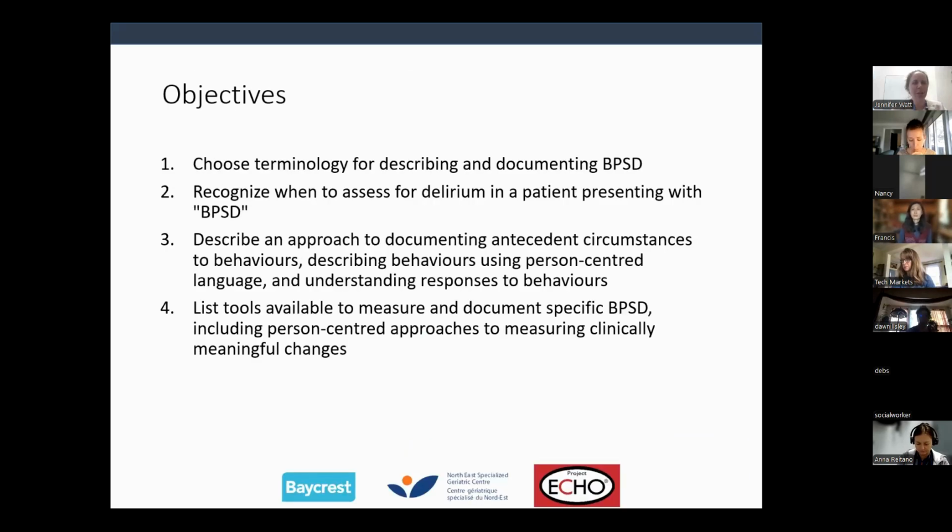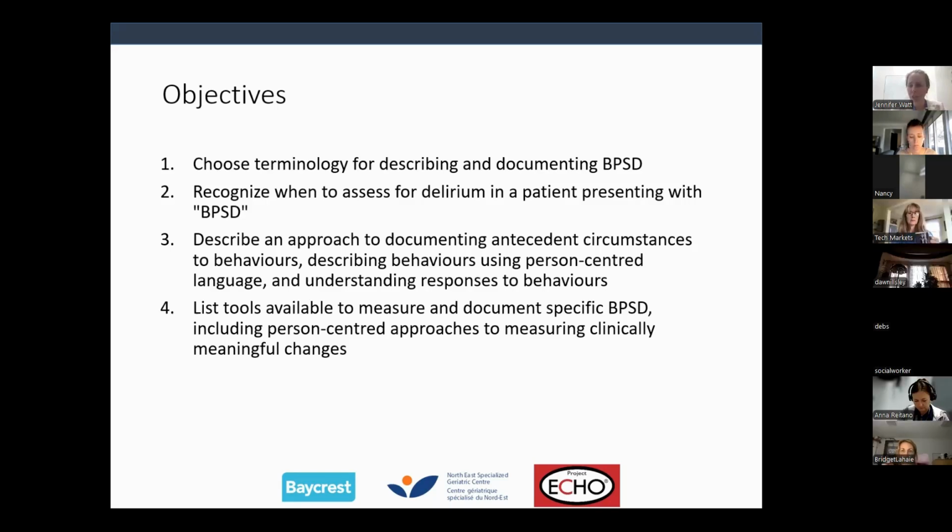Okay, so here are our objectives for today. Something that you're probably already wondering about, which we will talk about for sure, is the terminology that we use for describing and documenting BPSD, and how you might decide to use one way of describing a behavior or an expression versus another. Recognize when to assess for delirium in a patient presenting with BPSD, BPSD in quotation marks, because maybe it's not.